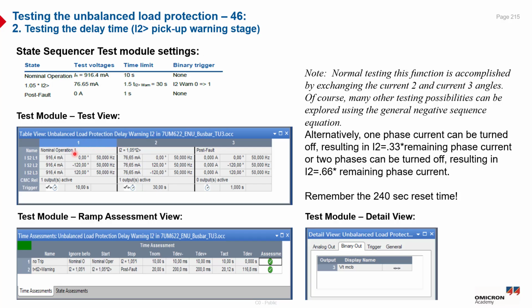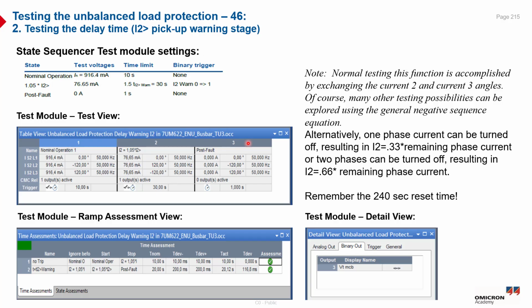State number 1 is the normal operation, which means the current will be the rated secondary current, equal to 916 milliamp for 10 seconds, and without any binary trigger needed in this case. In state number 2, we will inject 1.05 multiplied by the current setting for the negative sequence, which means 76.65 milliamp, and the time to be 1.5 times the expected trip time, which means 30 seconds.